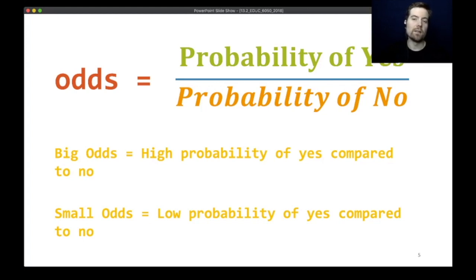When the probability of yes is 100%, then it's 1 over 0, which is not possible to do mathematically. So the odds are infinite, essentially. They're undefined. But as you get closer and closer to a probability of 1, the odds just get really, really big, and they can get big really quickly. So big odds means high probability of yes compared to no. Small means low probability of yes compared to no.